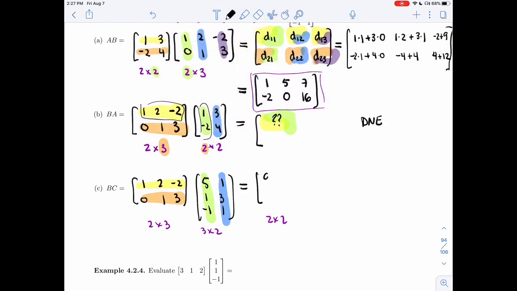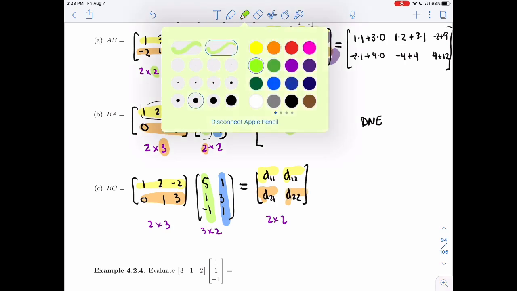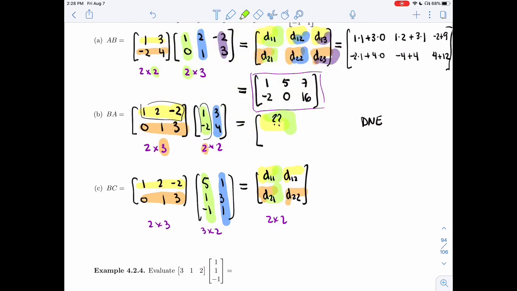Let me spell out what the entries are just to make sure everyone is following since I cannot see you guys. This is going to be yellow, yellow. This is going to be orange, orange. My green is going to be the first column, so everything in the first column would give green, and then blue for the second column. And so yellow and green, that'll be 5 plus 2 plus 2. Yellow and blue, that will be 1 plus 6 minus 2.